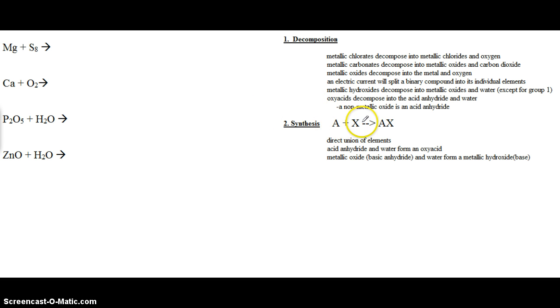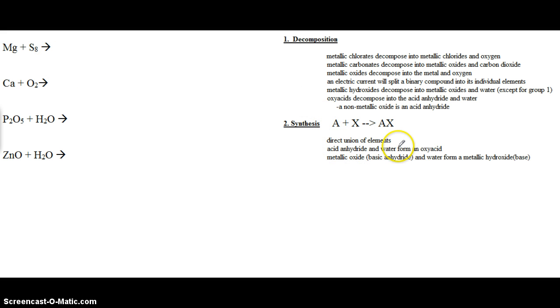In general, it involves some things, typically two, but sometimes more, joining together into a few smaller things. In this case, just one thing. So I have perhaps a metal joining with a non-metal to form some sort of an ionic compound. Now the typical things here, and some things you want to keep in mind, are like the direct union of elements, and that's kind of what I have here with these first two.